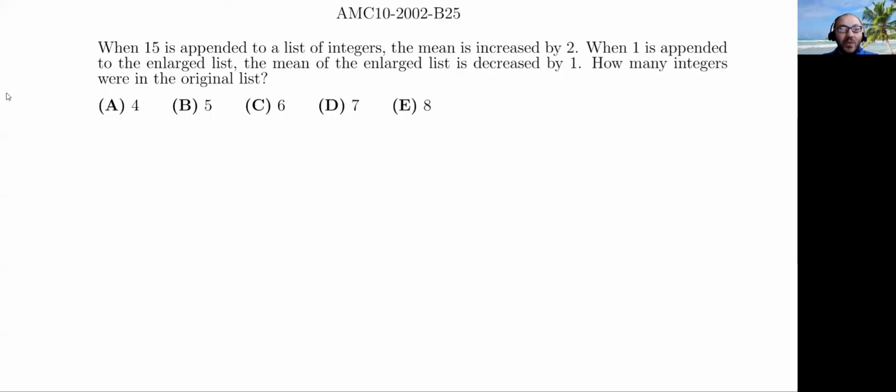We have a list of numbers, and then we add 15, the mean increases by 2. Then we add 1, the mean this time decreases by 1. How many integers were there in the original list? So there are two unknowns here. We don't know how many numbers are in the original list, and we don't know what their original average was, right?